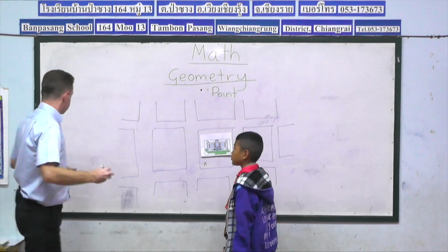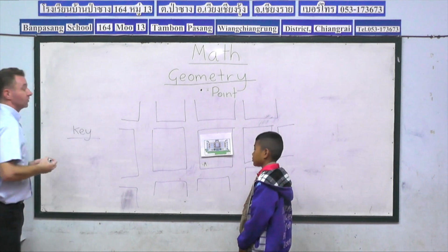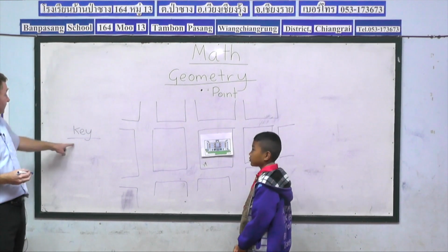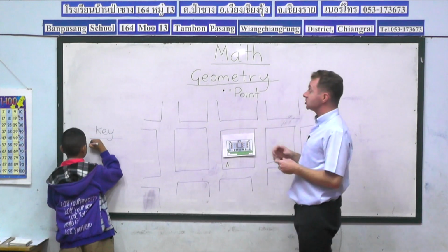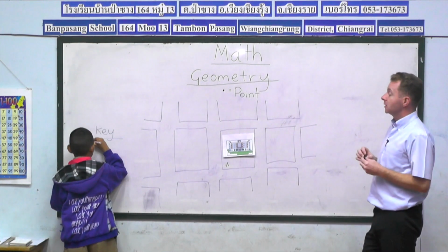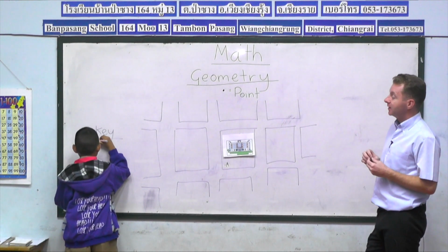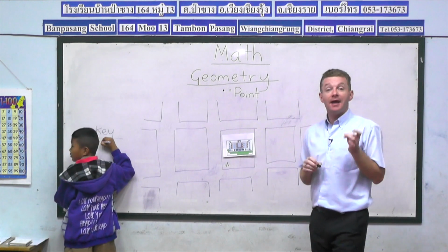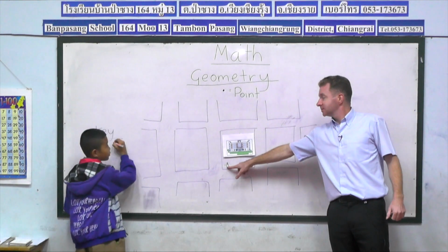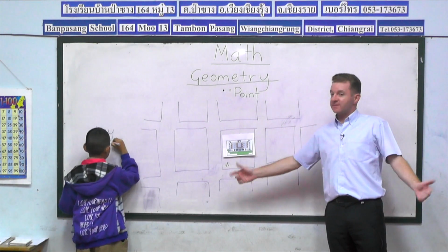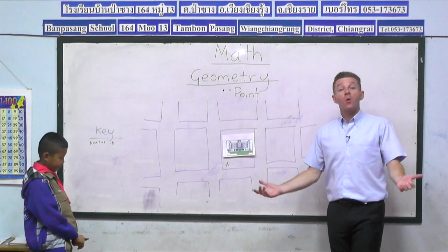So the next thing we need to do is our map needs a key. So now, Pangpon, can you write hospital and then the name of the point that you've given it? So hospital, H-O-S-P-I-T-A-L. Hospital. Okay, so now hospital is known as point A. That's perfect. So all together, guys, hospital, point A.